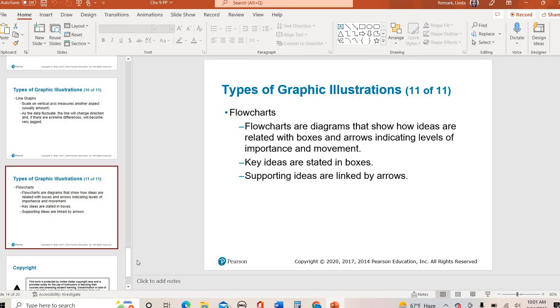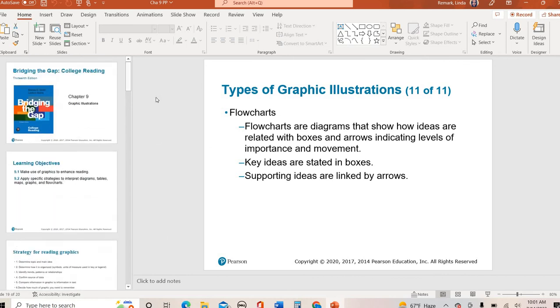And then hopefully after this chapter, you'll pay a little bit more attention. Maybe anytime you come across it in a textbook, just spend a couple minutes looking at a graphic, really seeing how it can supplement and help support your understanding of the text.